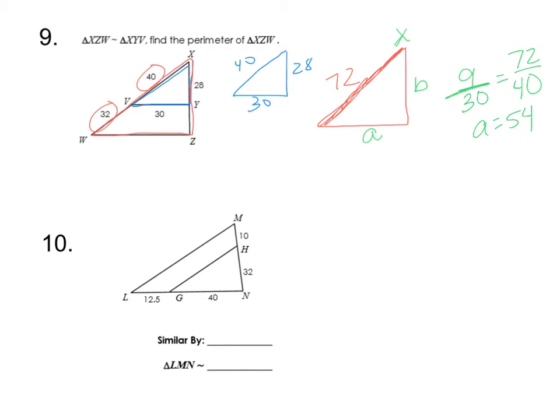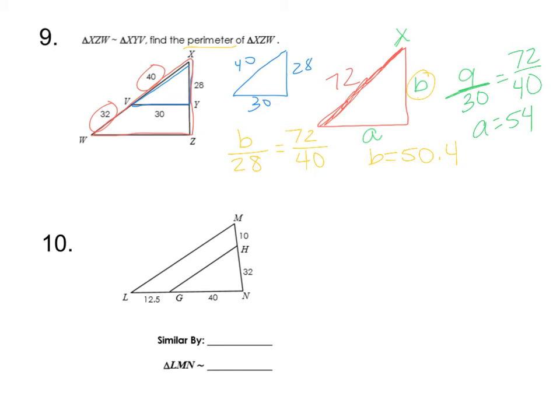And then we're going to do the same exact thing, but solve for b. So b over, now this b matches up with 28. It doesn't matter which side. You can use the 54 and the 30, or you can use the 72 and the 40. I'm going to do 72 over 40. Again, I started with the right triangle. I have to start with the right triangle. So this is 72 times 28 divided by 40, and I got b equals 50.4.